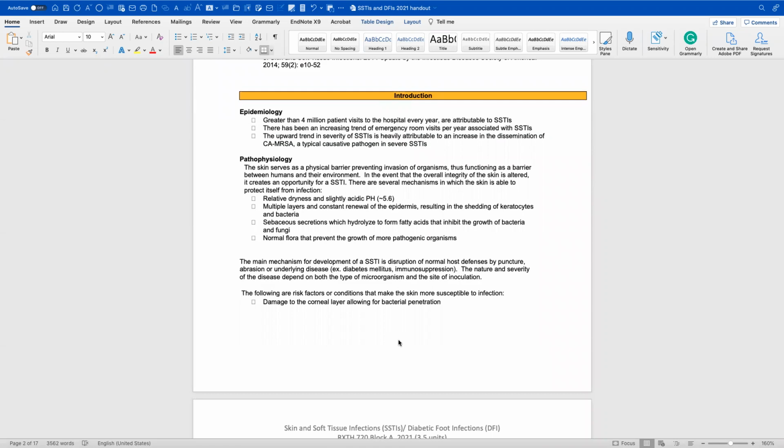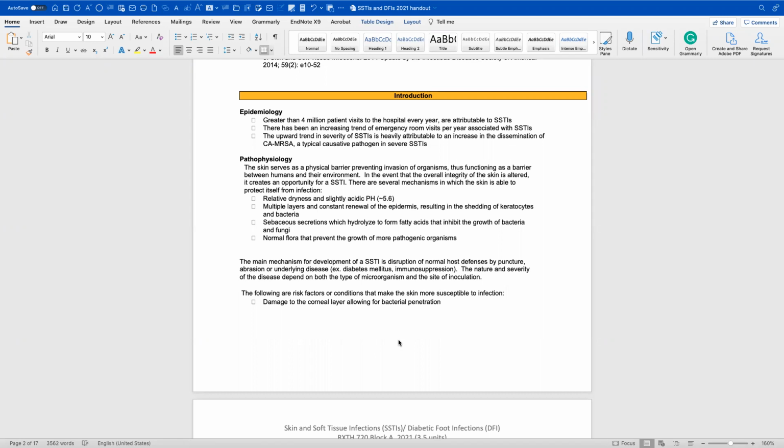So for the epidemiology, greater than 4 million patients visit the hospital every single year, and those patient visits are attributable to different SSTIs. There has been an increasing trend in the number of emergency room visits per year associated with SSTIs, and this upward trend in the severity of SSTIs is heavily attributable to an increase in the dissemination of community-acquired MRSA, which is a typical causative pathogen in severe SSTIs.